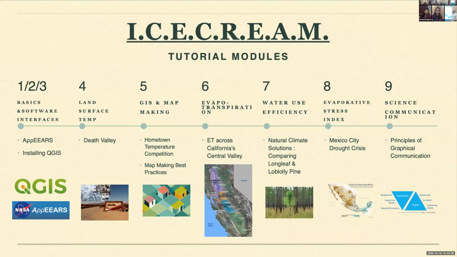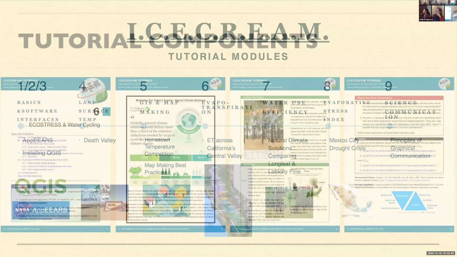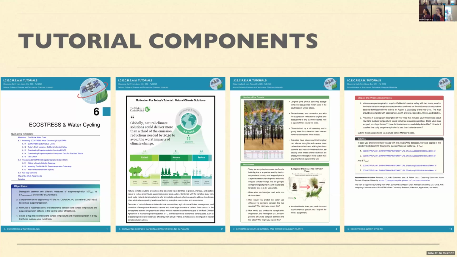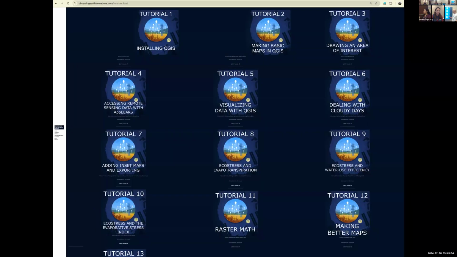The tutorials cover all the different data products that ECOSTRESS produces, from temperature to drought products to how much water plants are using. Lots of different things ECOSTRESS does. The tutorials themselves are divided up into a table of contents with objectives, an inspirational piece, steps to get through, and some homework assignments. So these are all the tutorials. We're going to start getting through some of them right now.